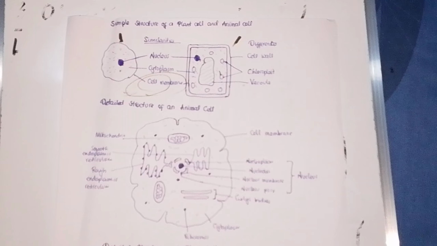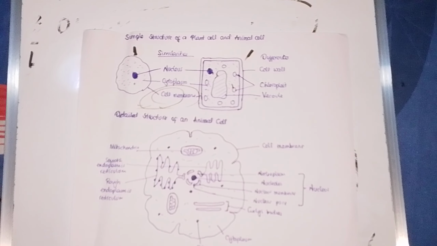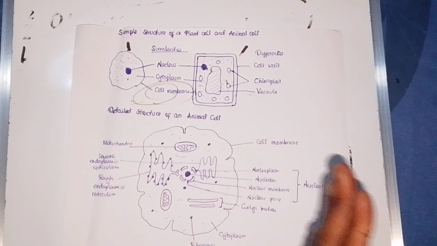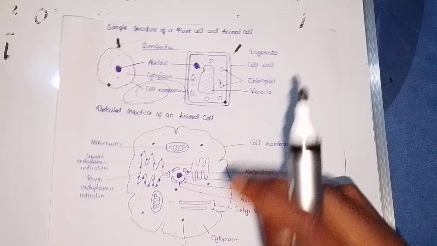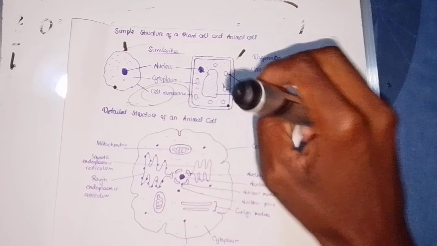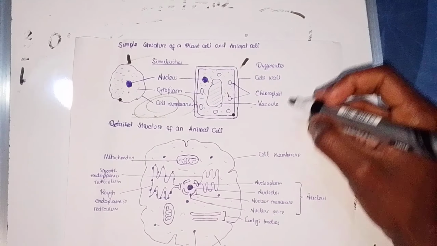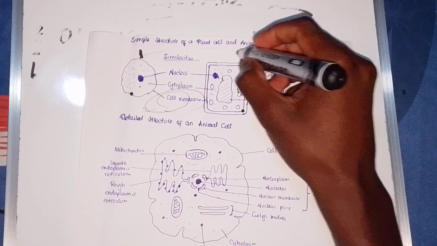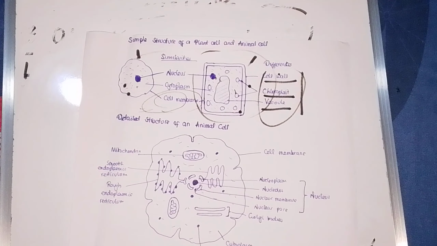Just like human beings, we have females and males who are all classified as human beings, but there are distinctive characteristics that distinguish males from females. Same as animal and plant cells, they are all classified as cells, with similar characteristics that make them be called cells, but they also have differences that make them different despite being cells. These differences are the cell wall, chloroplast, and the vacuole. The plant cell has these that are not there in the animal cell.